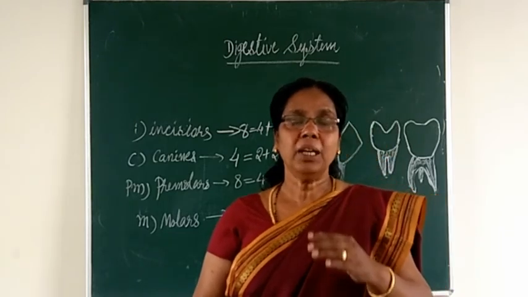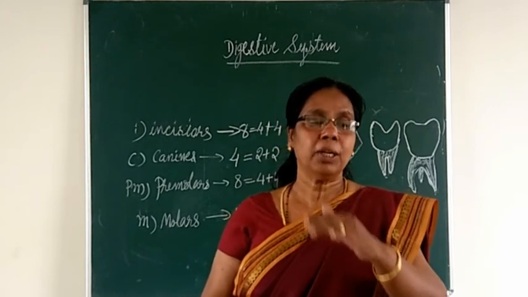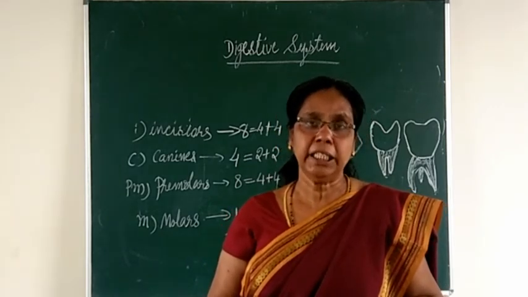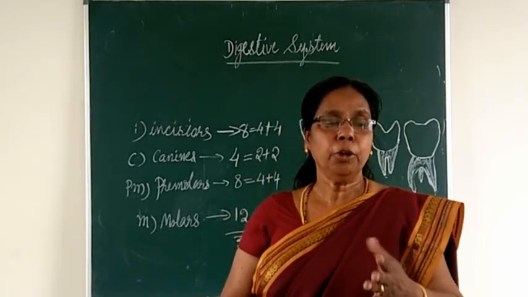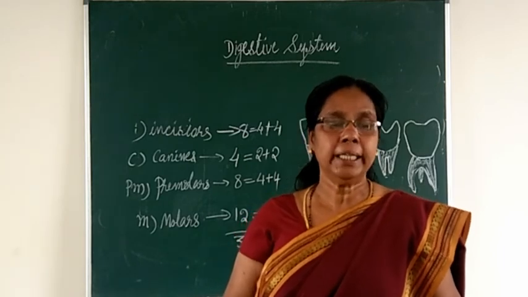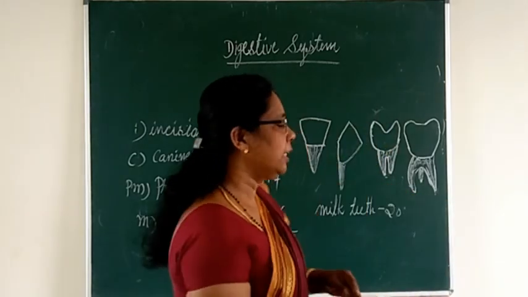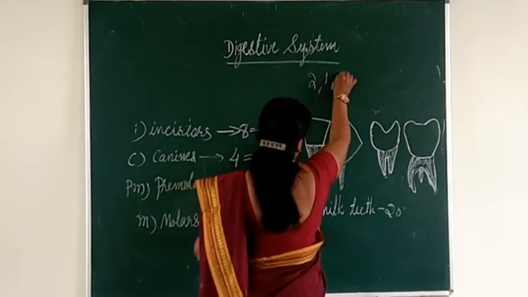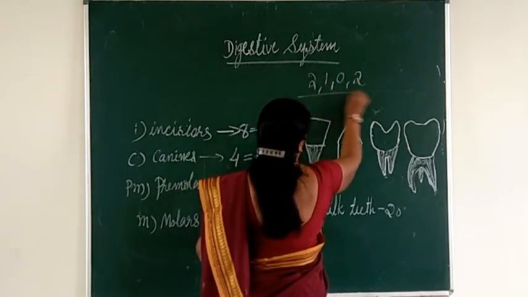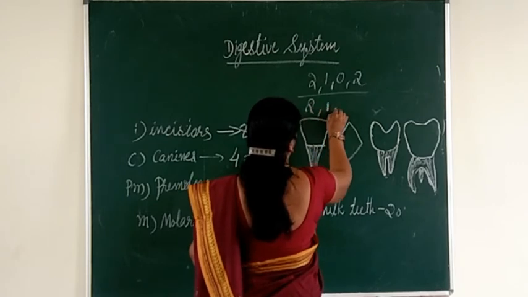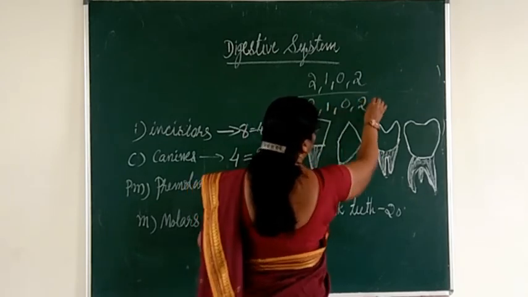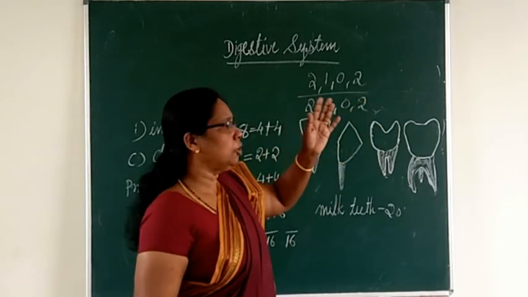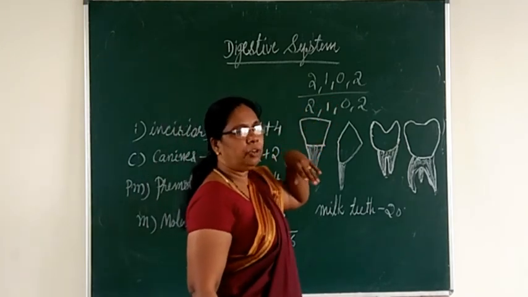Okay. Now, the formula we can find out in this formula. It is very important. You must learn it very well. And in a human child up to 2 years, that is 2102. Again you can see the 2102.